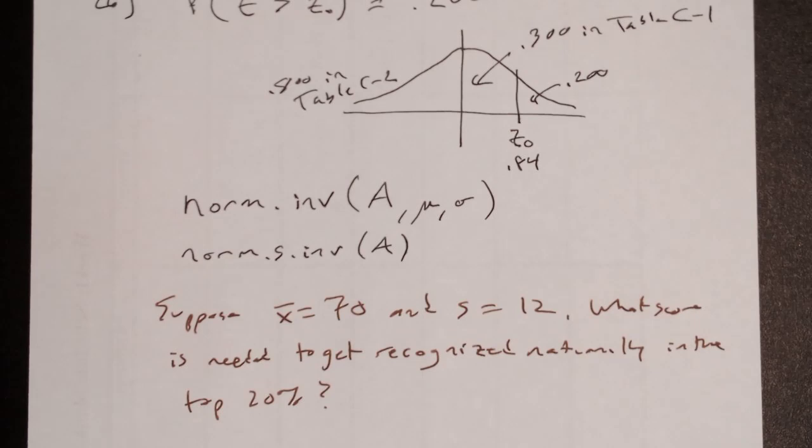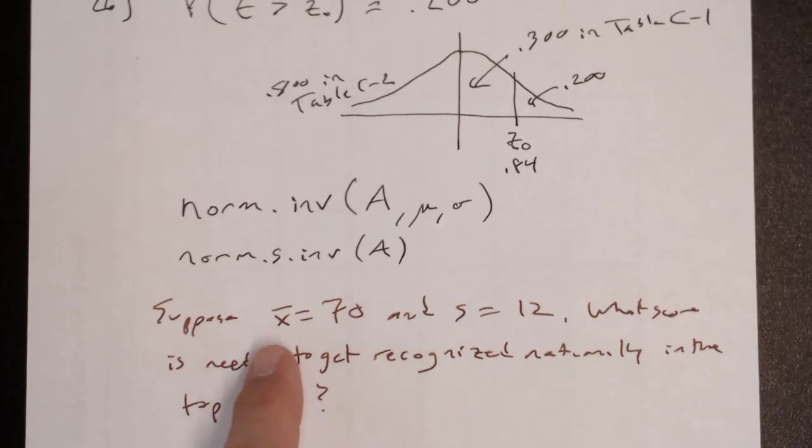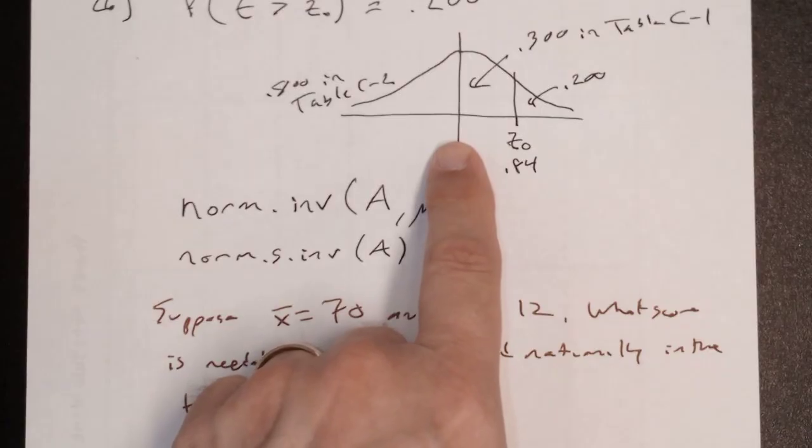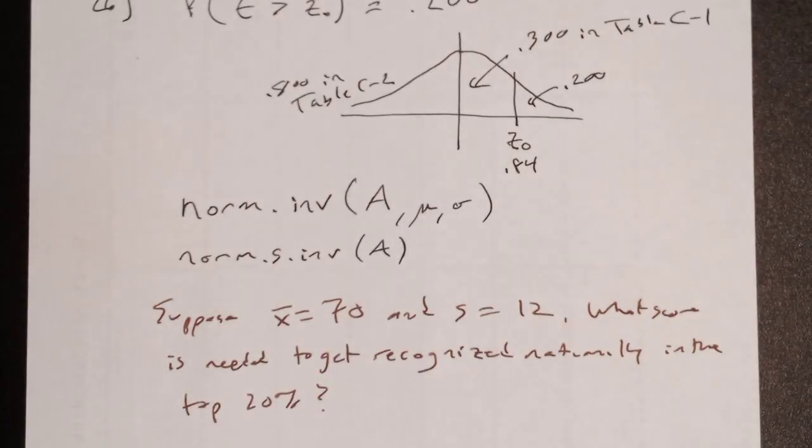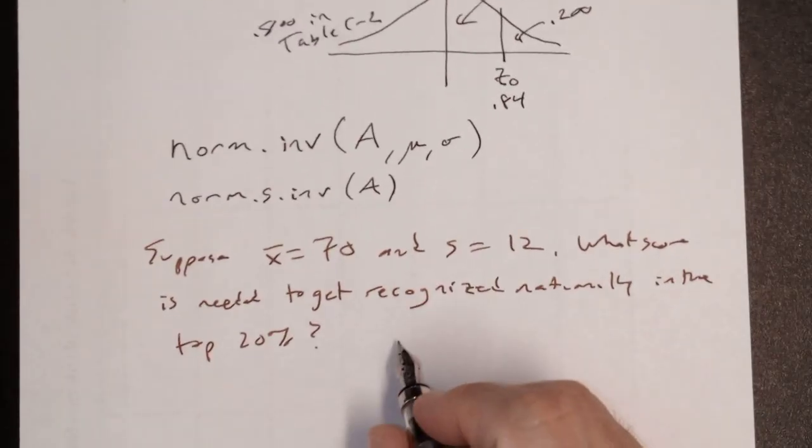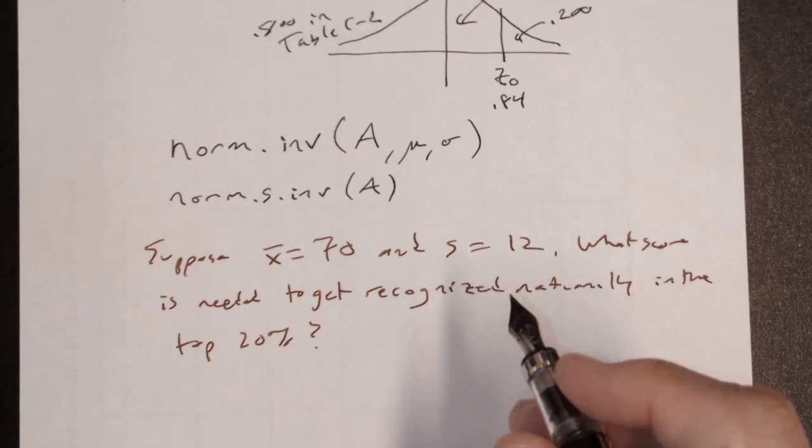So let's take a look at this picture again. Where, in terms of the scores, where's the 70 go? The 70 goes here at the average. So I want to know a number above the average. Tony? How did you get that number? Well, I took the 0.84 and multiplied by 12. Aha.